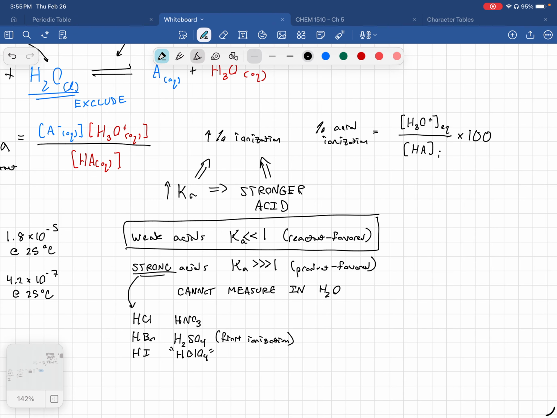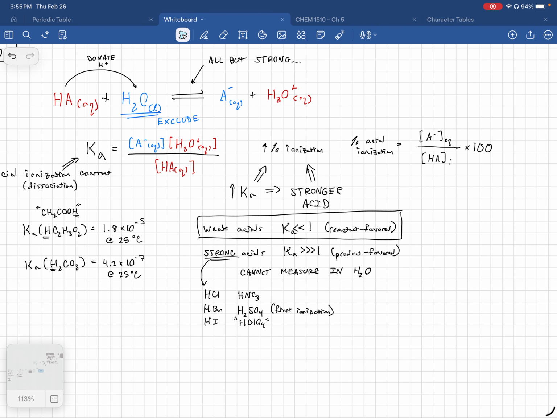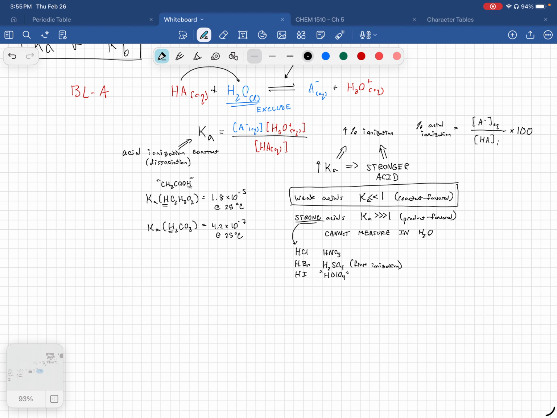So actually, no, it's not even H3O plus. Technically, it's A minus, the conjugate base, right? So in other words, either H3O plus or A minus, it's the percentage of it that has, or sorry, the amount that has ionized divided by the initial total amount of that acid times 100%, acid ionization. Okay.